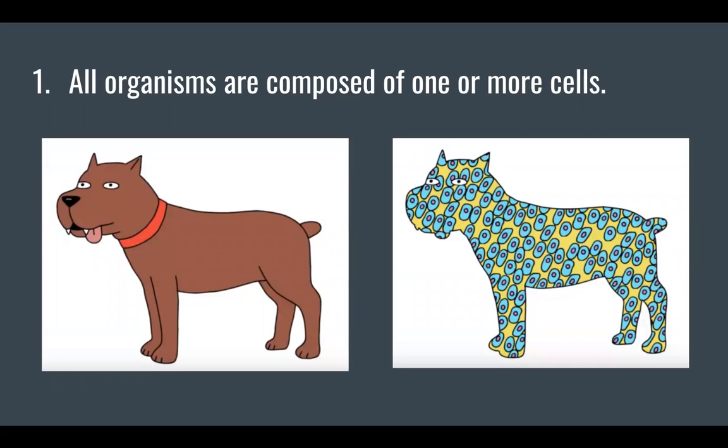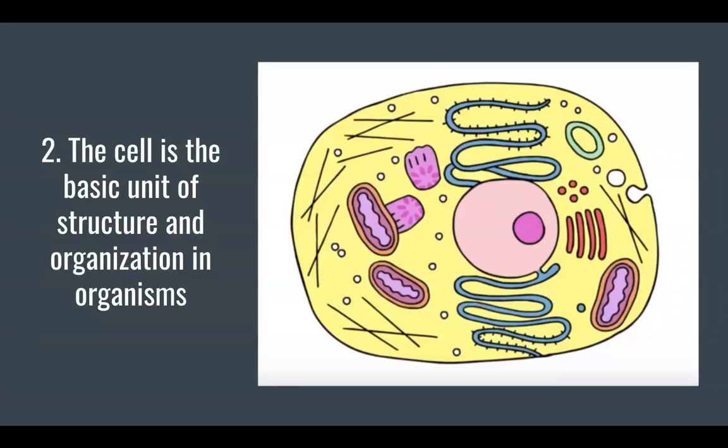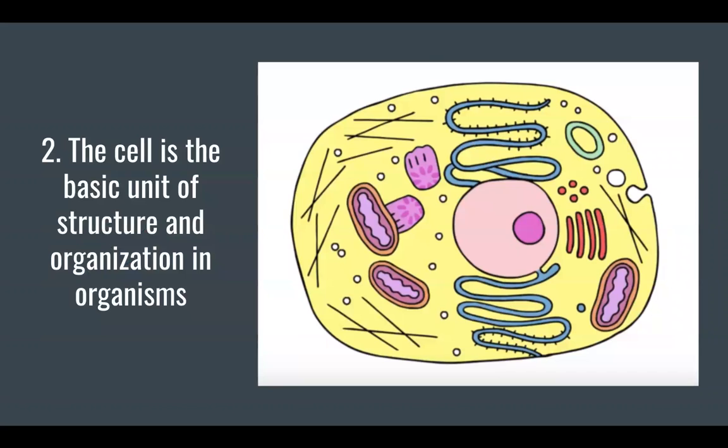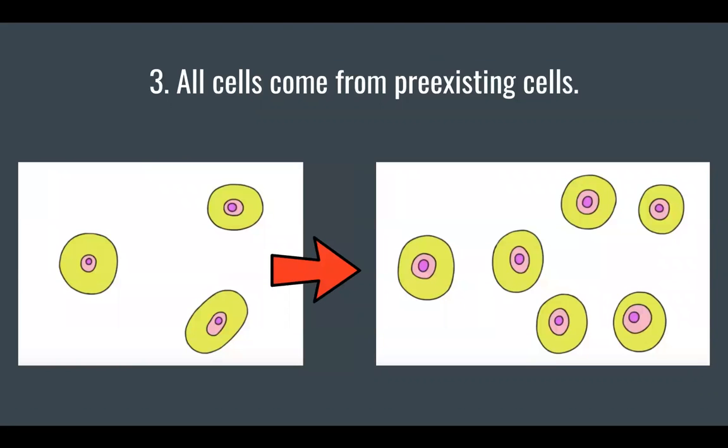But the three parts of cell theory, just to go back, are: one, all organisms are composed of one or more cells. And the definition of organism is a living thing. Two, the cell is the basic unit of structure and organization in organisms. And three, all cells come from pre-existing cells.